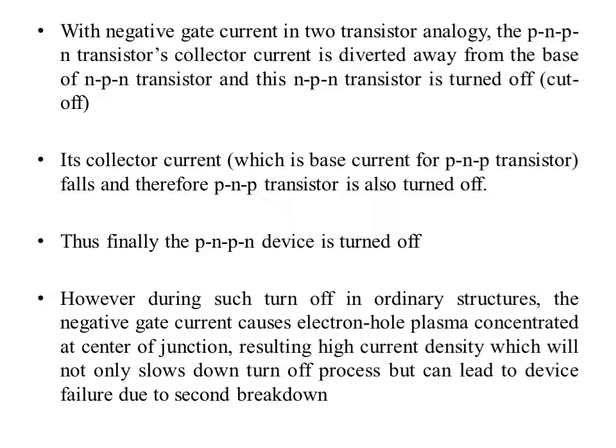But while doing this, due to a negative gate current, there is an electron hole plasma concentrated at the junction of the device. This results in higher current density, and if the density of current increases, it slows down the turn off process of the device. Not only does it slow down the turn off process, but it may also result in failure due to breakdown.